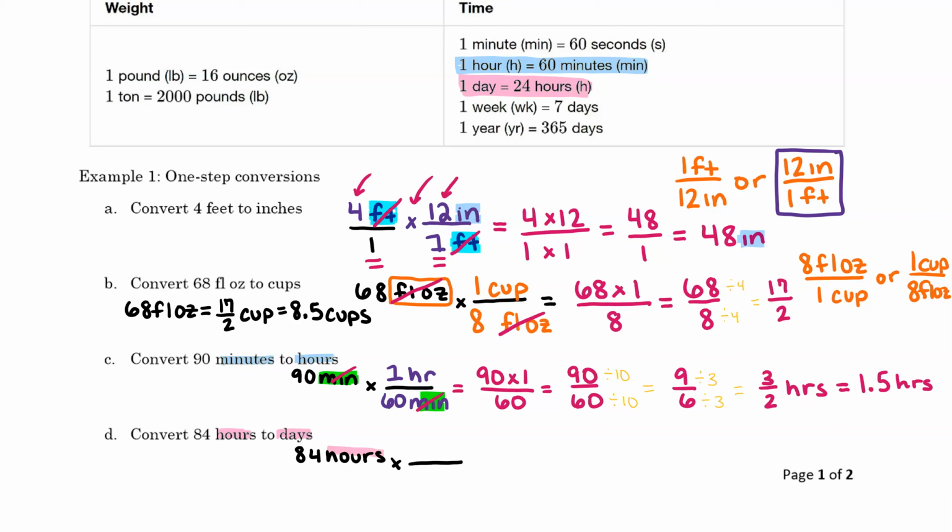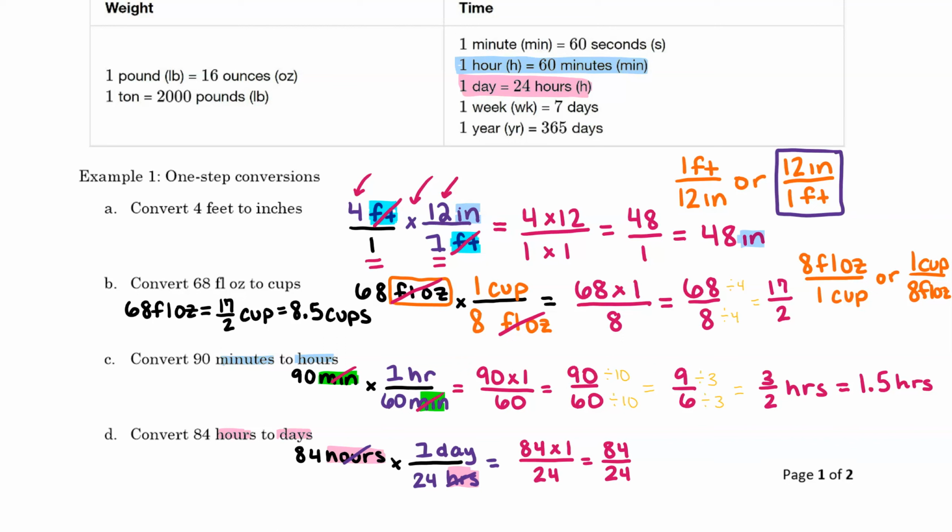So I have hours on top. I need hours on bottom to cancel out. So I'll put 24 hours on bottom, and 1 day on top. So now hours cancels because it's on top and bottom. So the math on top is 84 times 1, and the math on bottom is 24. So 84 over 24.